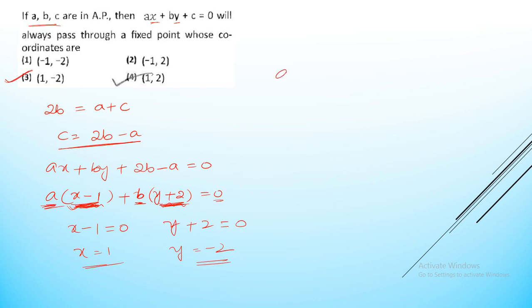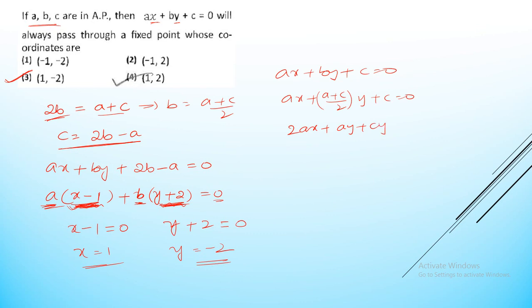Otherwise, we can do it another way also. So Ax plus By plus C is equal to 0, this is the given question. Now from this, instead of B, if I replace with A plus C by 2, then I can write Ax plus, instead of B, A plus C by 2 into y plus C is equal to 0. When I take LCM, this becomes 2Ax plus Ay plus Cy plus 2C is equal to 0. Now when I substitute the points of option number 3, this equation will be satisfied. So clearly option 3 is my answer.